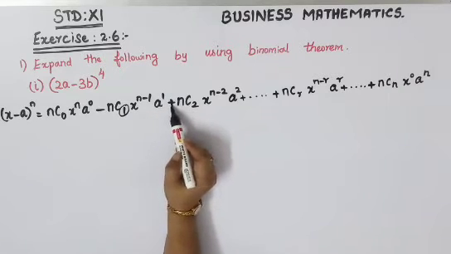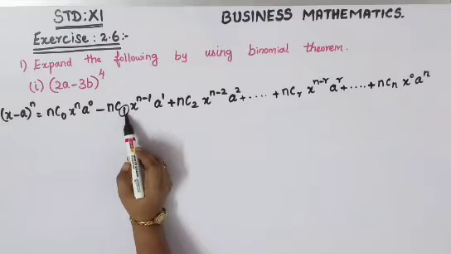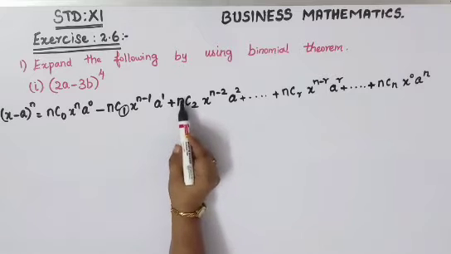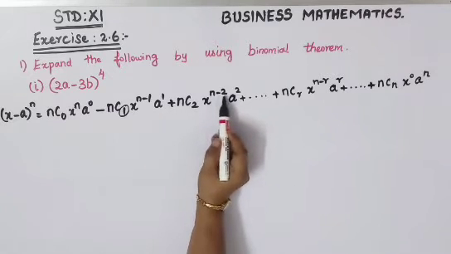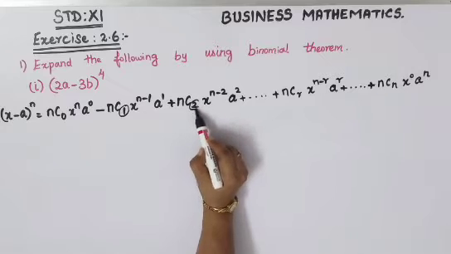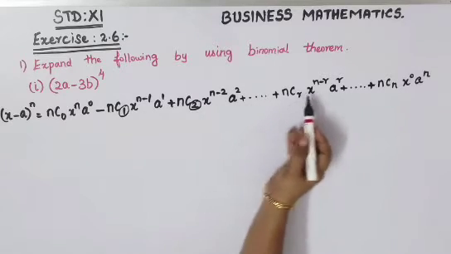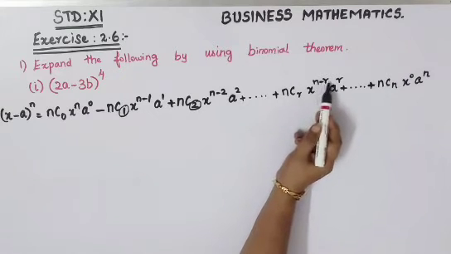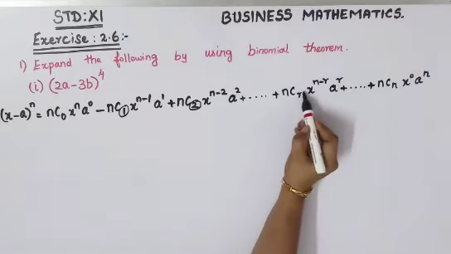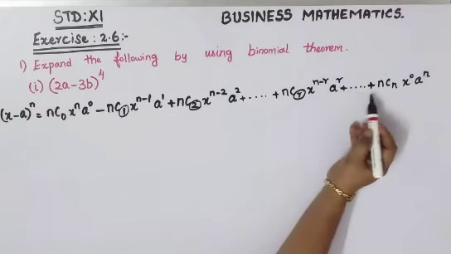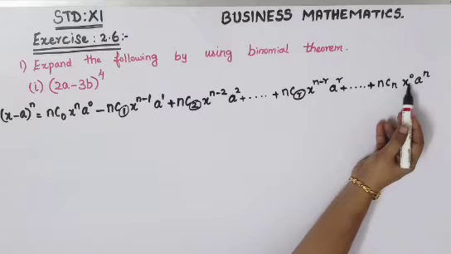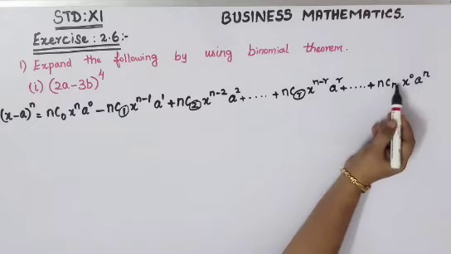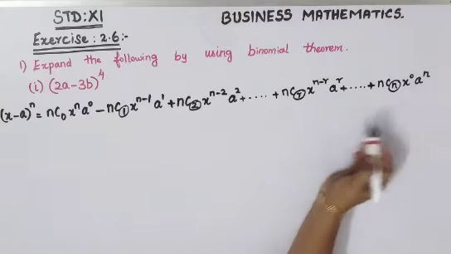Now going to your next term, plus. Since your term is here nC1, the next one will be nC2. Next x power n minus 2, so you will get n minus 2, then a power 2, plus etc. This is your middle term. So nCr x power n minus r, this n minus r is in the power of x, then a power r, plus the last value will be nCn x power 0 a power n, because if you subtract n minus n it will become 0, then a power n. So this is your binomial formula.